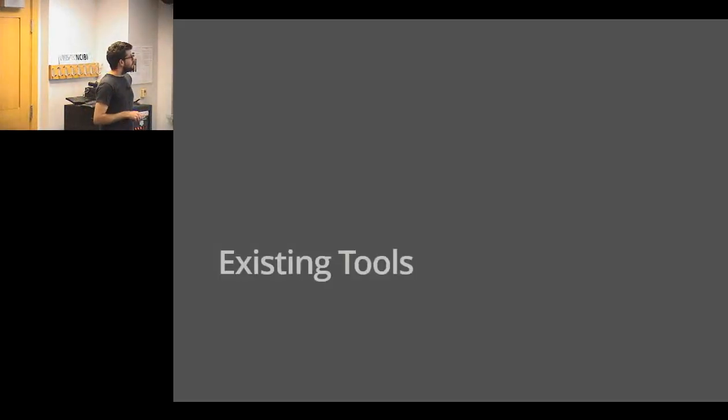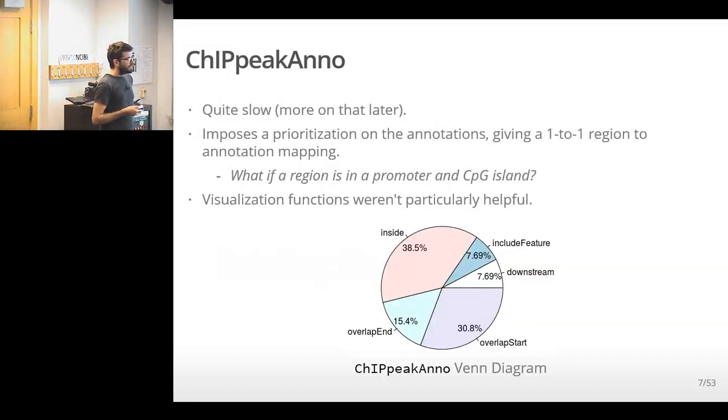So there are a variety of existing tools that deal with this problem, but we found that we didn't really like any of them. So one that we found early on, and that seems to be used by a lot of people, is ChIP-seq Anno, which is an R package. And so one of the problems that we had with it was it's pretty slow, and I'll get to that later. Another problem is that it imposes a prioritization on the annotations.